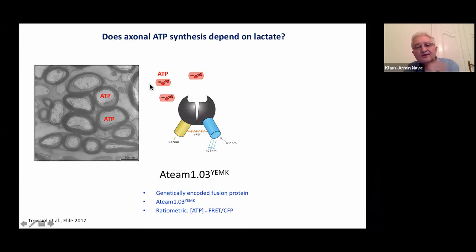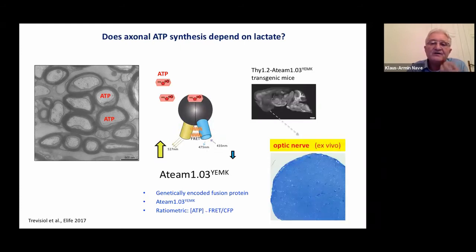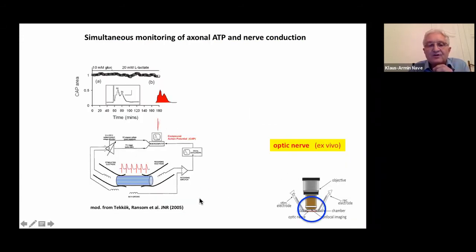So let me switch to another question: is axonal ATP synthesis really, is lactate provision really important practically? And for that, we turned to metabolic sensors, which we have here. And you know how they work. ATP binds at that moment, there's a FRET interaction. We have used these sensors to make transgenic mice in the neuronal compartment, and we're not using the whole brain. We're using optic nerve again, and now can look at axons from the optic nerve.